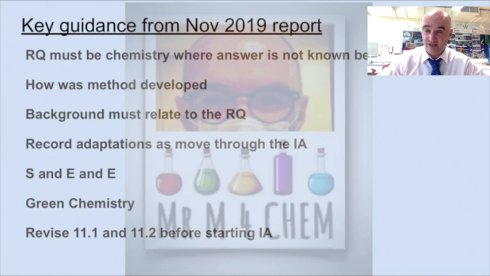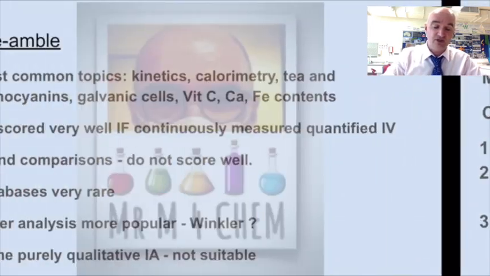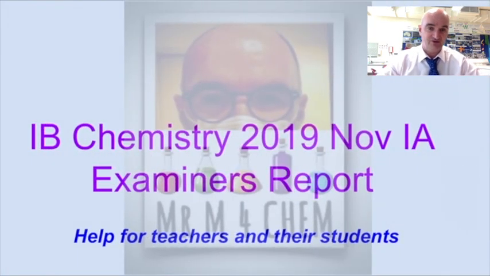That links into the green chemistry, which is precisely that replacement, reduction, and 100% atom economy will be a nice thing to put. And don't forget, revise 11.1, 11.2 before you even start your IA. That's what you're being assessed upon. Your grasp of number and how you can elucidate a wonderful report from your fantastic research question.